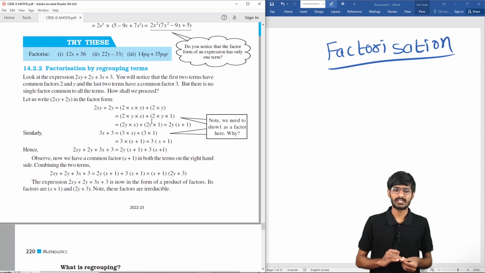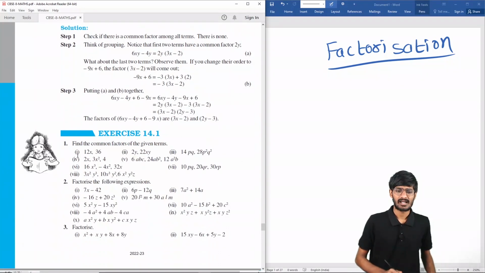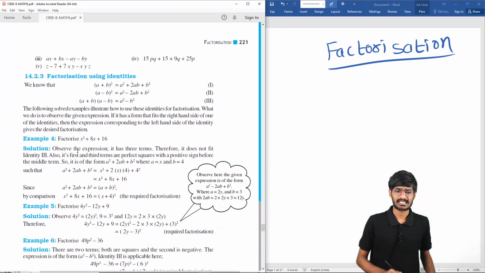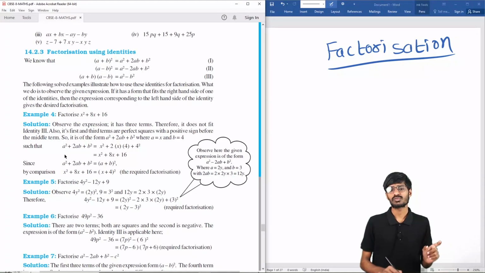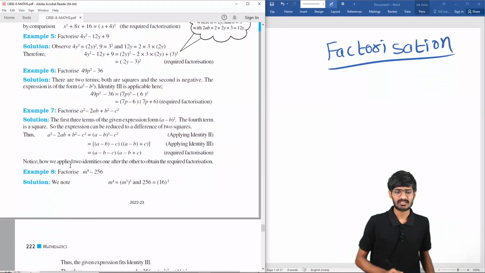Okay students, so here we have factorization by regrouping the terms. This is one of the methods. What is meant by regrouping? There is an example we are going to discuss. And then factorization using identities. We are going to use the identities for the sake of factorization, and we will solve some problems here.